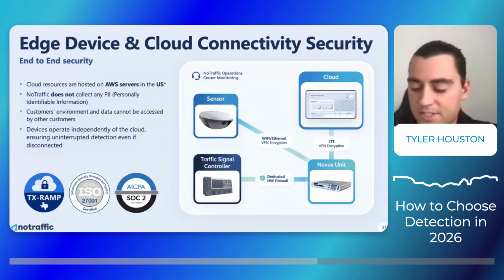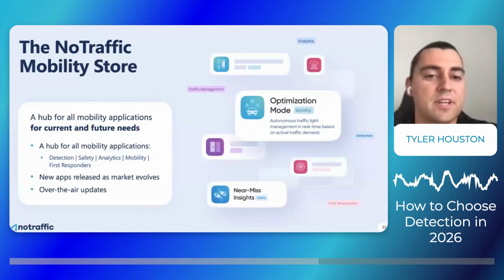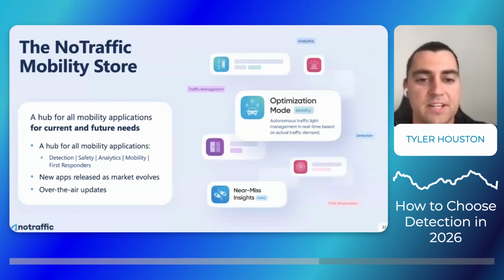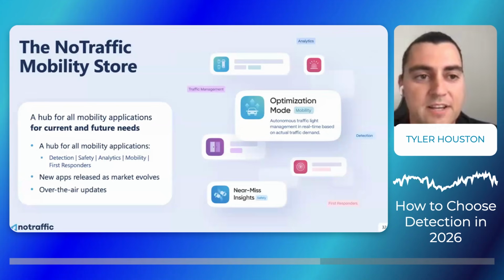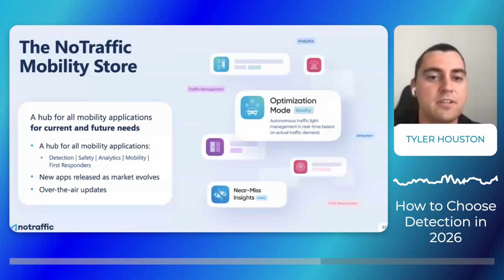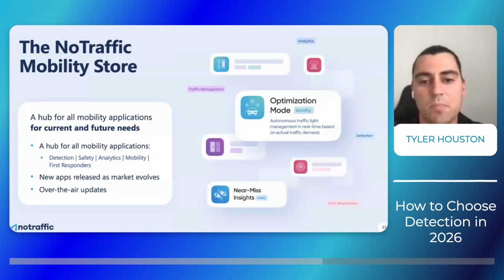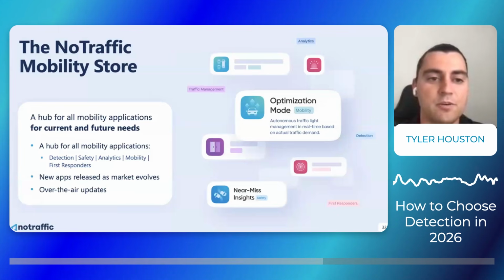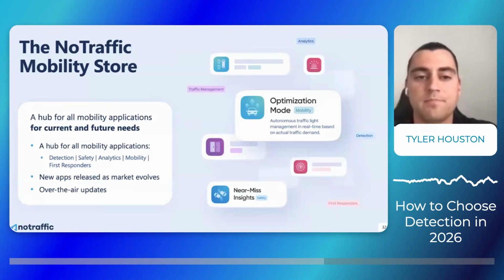Now, building on this Mobility OS, on the basic functionality, we also have a mobility store. It basically expands the functionality of Mobility OS. So it comes with a base set of features like traffic detection, traffic counts, and signal performance measures, also with those alerts and that NOC team. But beyond that, we see a lot of agencies wanting to do a lot more with their detection system. And that's where our mobility store comes in.